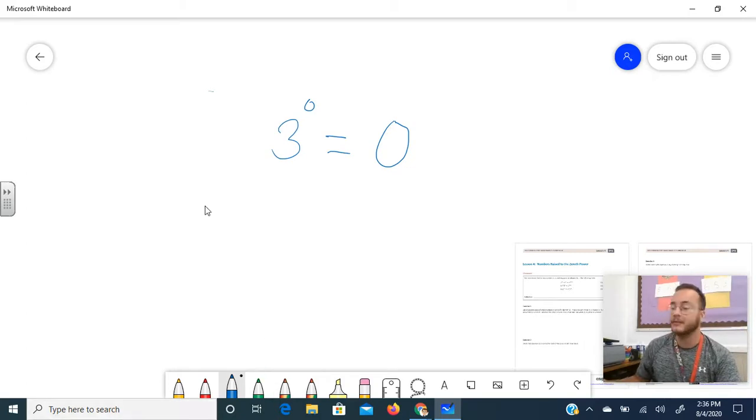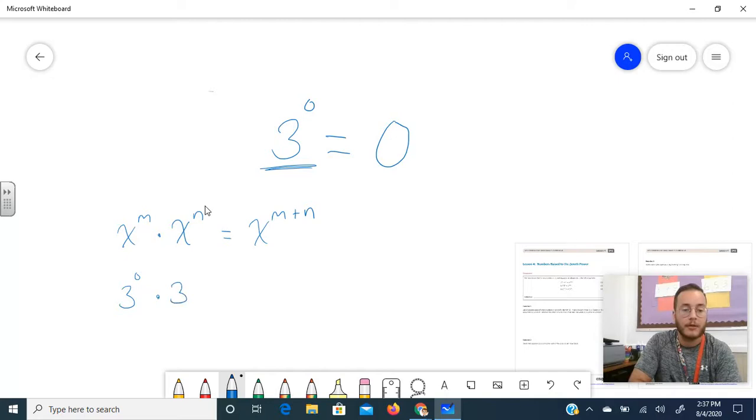Let's look at the first rule that we just said. We said that if x to the m power times x to the n power were multiplied, it would equal x to the m plus n. So let's say I have 3 to the 0 power times 3 to the 2nd power. Then following this rule, it should be 3 to the 0 plus 2, and if I simplify that, that would be 3 to the 2nd power.